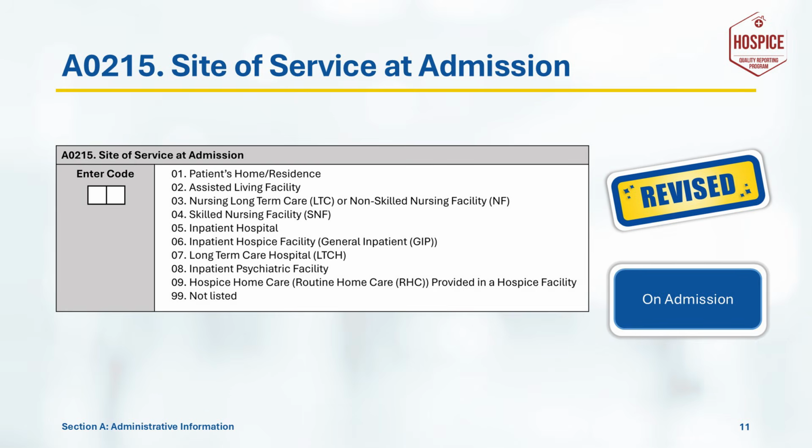A0215, Site of Service at Admission, identifies where the patient is at admission. There are 9 choices, and if the patient is perhaps in a location that is not on the list, you would mark 99, not listed. This item has been slightly revised.